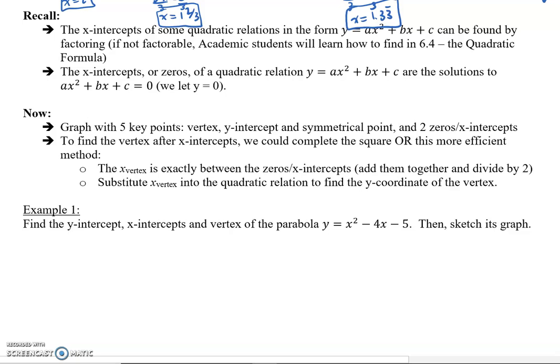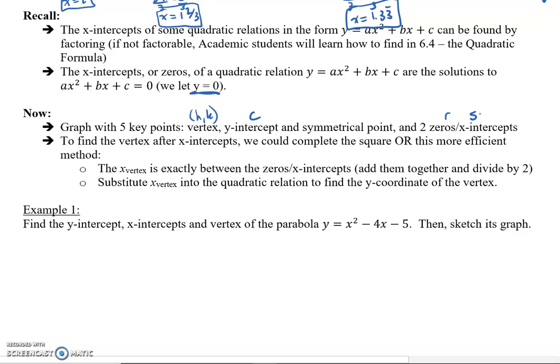The x-intercepts, or zeros of a quadratic relation, or roots, sometimes they're called that as well, y equals ax squared plus bx plus c are the solutions to this. So what you've done is let y equal 0, and then we just have the same thing we've been solving up above. So now what we want to do is graph with 5 key points. We want the vertex. So remember the vertex, we're going to be able to get the h and k value of the vertex. The y-intercept, which is the c value in the standard form. And its symmetrical point. So we're going to use that about the axis of symmetry. And then we're going to use these two x-intercepts, which are the r and the s values, as we'll see in this equation.